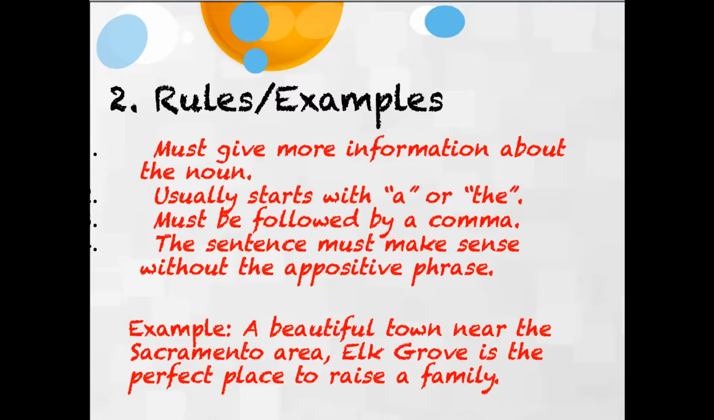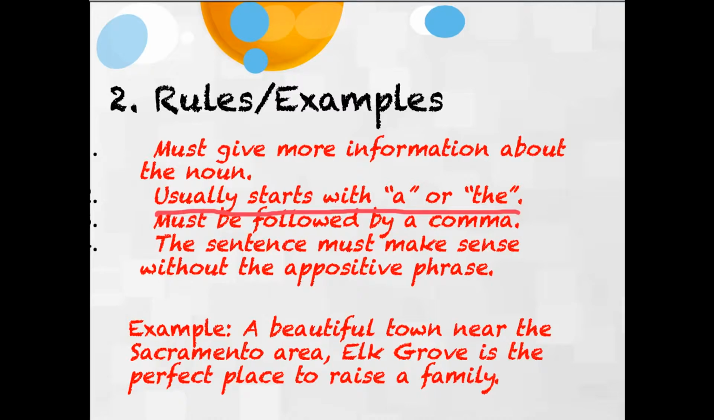Our first rule, number 1, it must give more information about the noun. Just like any other appositive, it gives more info about the noun. Rule number 2, it usually starts with a or the. It doesn't always start with a or the, but almost always it starts with those two words. Rule number 3, it must be followed by a comma. So there must be a comma after your appositive. Rule number 4, the sentence must make sense without the appositive phrase. That should sound familiar because that's the rule that we learned before about using appositives.